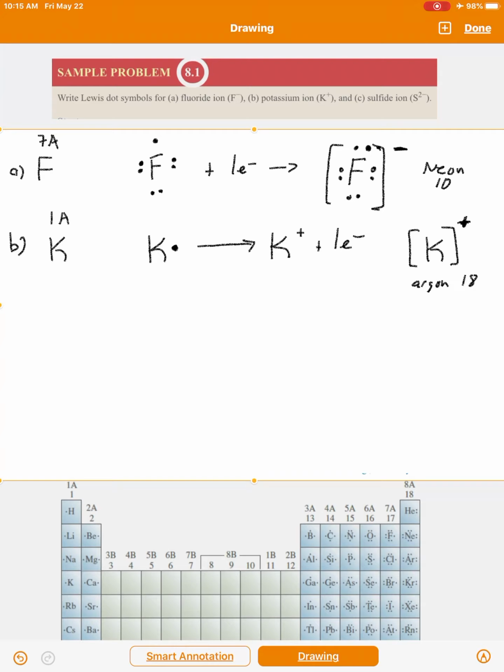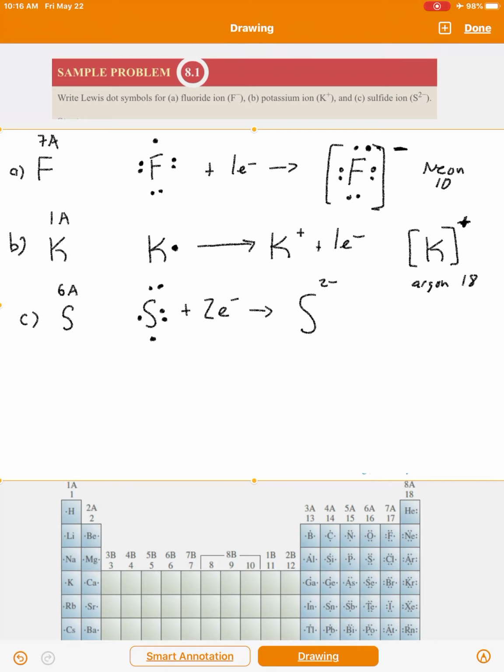Okay, so let's try part C. Part C is the sulfide ion. That's element number 16. It's in group 6A. That means it has 6 valence electrons. It's going to become a sulfide ion, which means it's going to gain 2 electrons, right? It's S2 minus, so it's gaining 2 electrons.